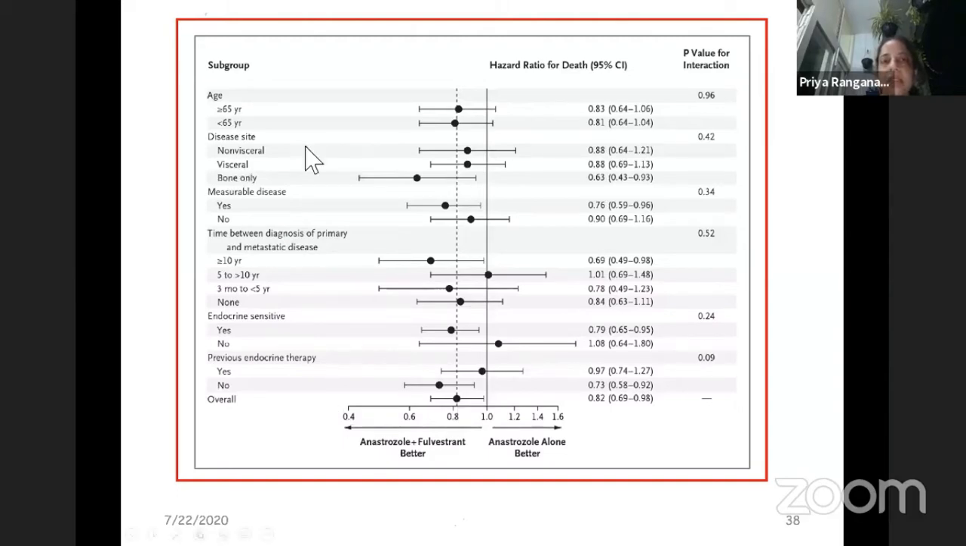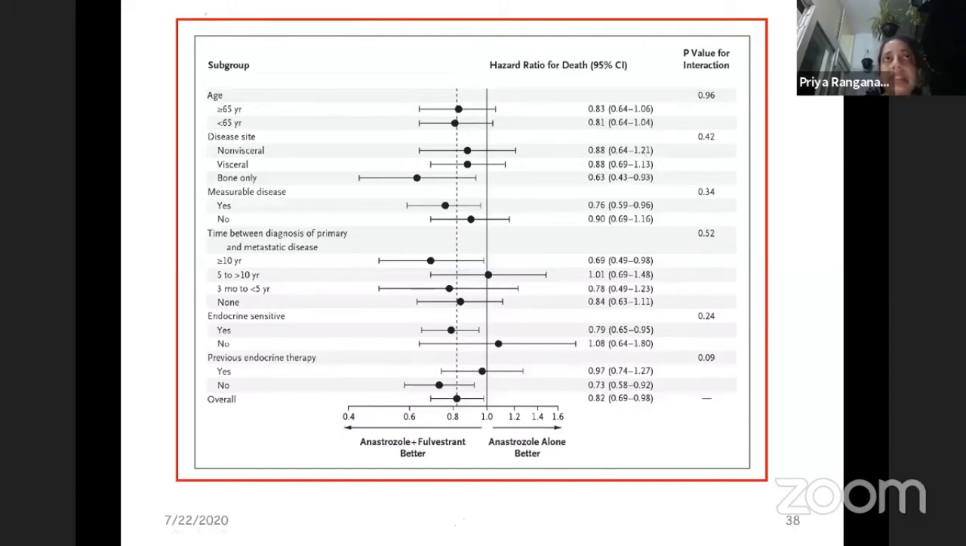For example, look at this confidence interval. In this study, in non-visceral disease, the hazard ratio was 0.88, which means in this study, there was a 12% risk reduction in this group. However, the confidence intervals are 0.64 to 1.21. What this means is that in the population, the combination treatment could either reduce the risk by 36% or actually increase the risk by 21%.